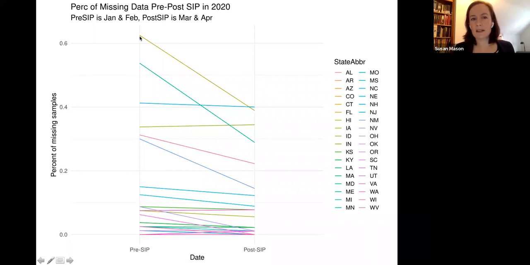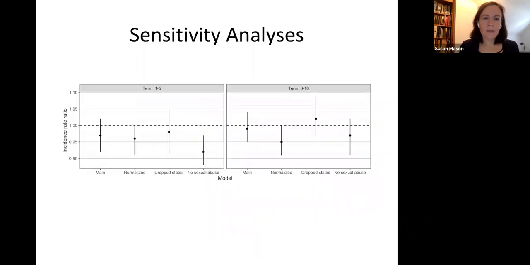And indeed, I think this is Maine. Maine had a reduction of 25% in missingness between pre-SIP and post-SIP. So we reran the data without those samples, but still it just highlights the challenge of using these data.